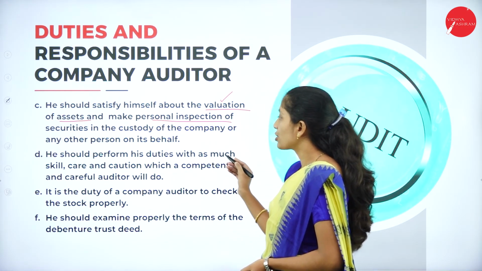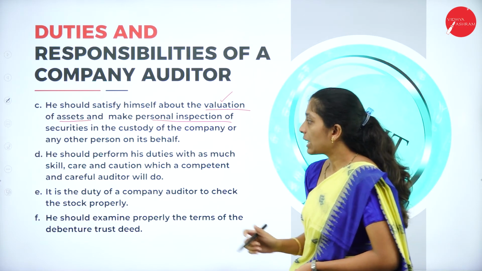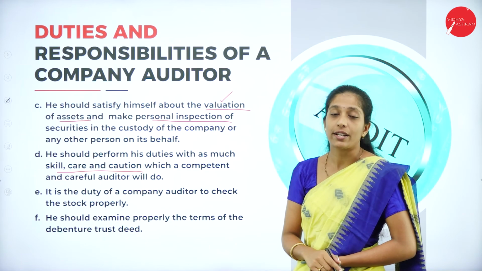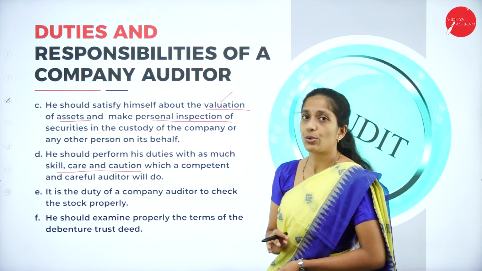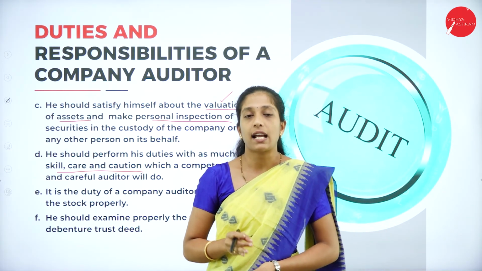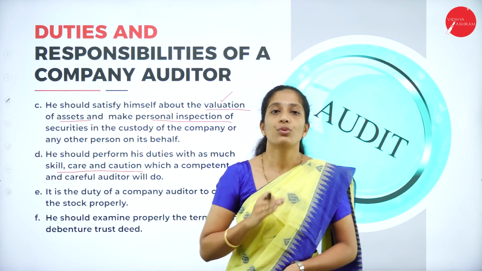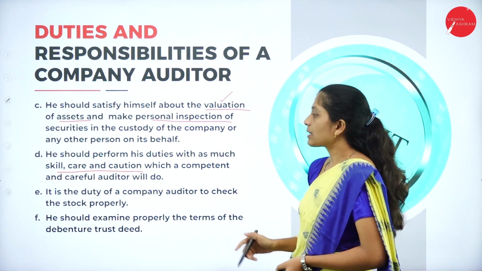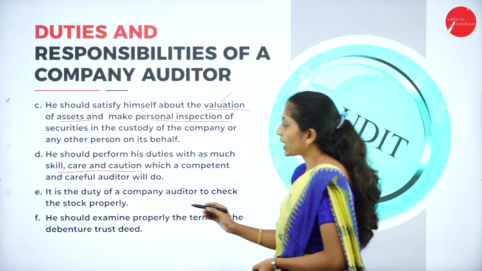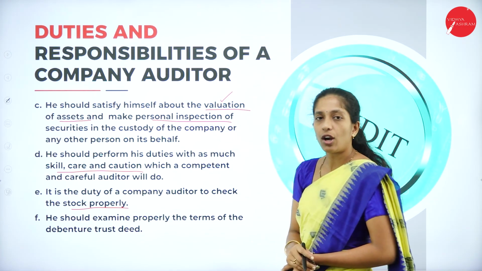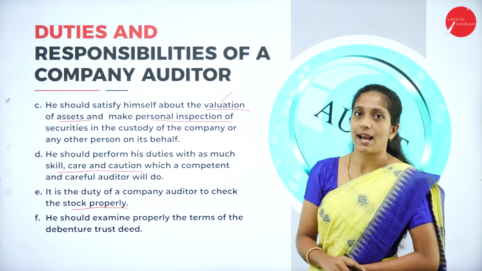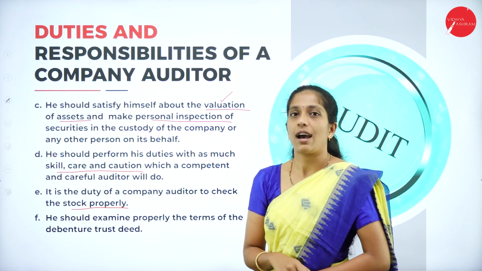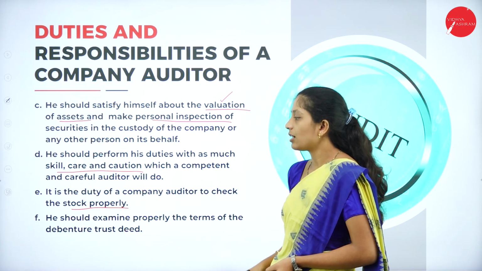Next, he should perform his duties with as much skill, care and caution as a competent and careful auditor would. So this is also one of the duties. Whenever a work has been assigned, it is a duty of an auditor to do his work with skill, care as well as caution. Next, it is a duty of a company auditor to check the stock properly. Along with the physical verification of assets and liabilities, there may be chances of misappropriation of stock also. So he has to check the stock of the company also.